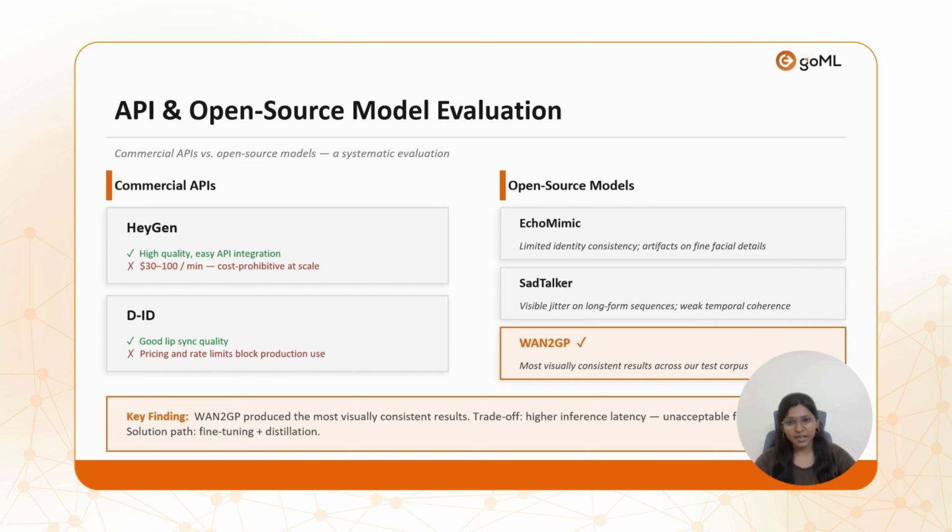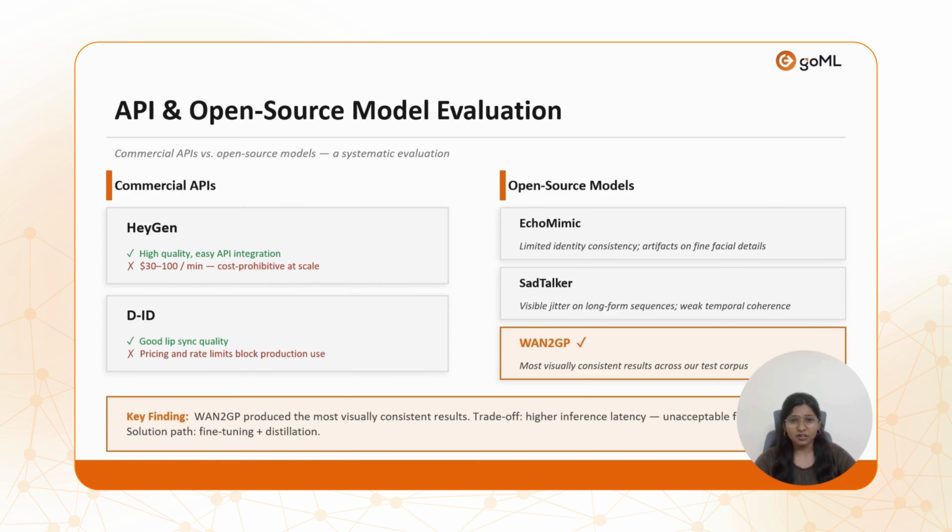On the open source side, we evaluated three major contenders. EchoMimic. EchoMimic showed limited identity consistency. The avatar's appearance would shift based on generation. We also encountered artifacts on fine facial details, which hurt the realism we were targeting.